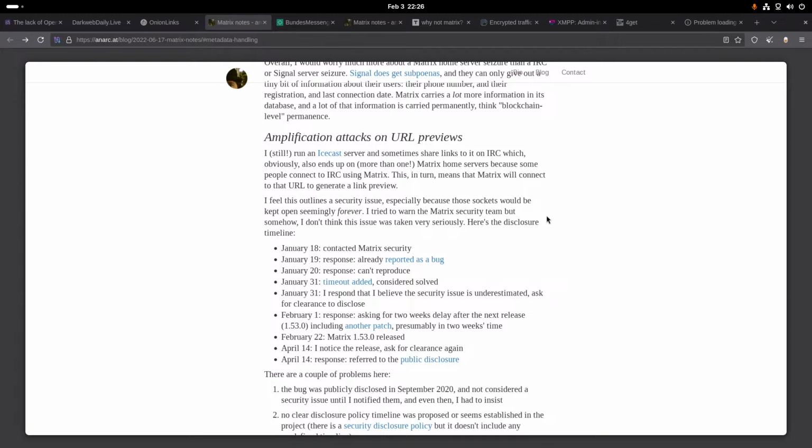I still run an IceCast server and sometimes share links to it on IRC, which obviously also ends up on more than one Matrix home server, because some people connect to IRC using Matrix. This in turn means that Matrix will connect to that URL and generate a link preview. I feel this outlines a security issue, especially because those sockets would be kept open seemingly forever. I tried to warn the Matrix security team, but somehow I don't think the issue was taken very seriously.